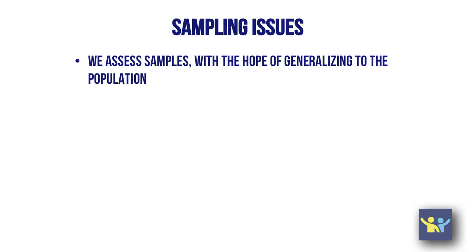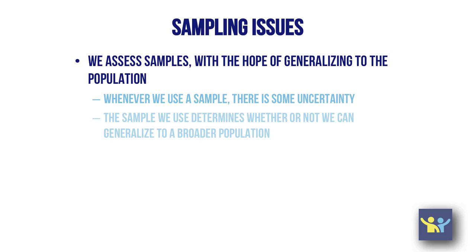So whenever we're doing analysis, we're assessing samples with the hopes of generalizing to our population of interest. What this means is that there's always a possibility that what we observe is due to chance and not actually a difference or relationship in the population. So really, statistical analysis is about assessing chance and probability.